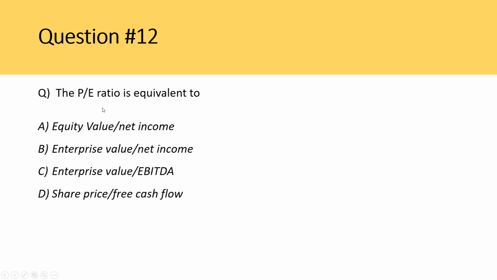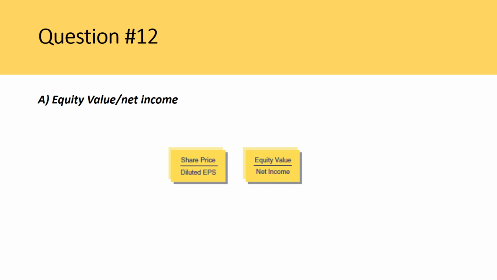Essentially, price to earnings, if you were to multiply the current share price by fully diluted shares and then multiply the current earnings per share by fully diluted shares, you would get equity value and net income. So really, this is the equivalent ratio. So the price to earnings ratio, the PE ratio, is equivalent to the equity value divided by net income ratio. Okay? And so that's the answer. So it would be A.